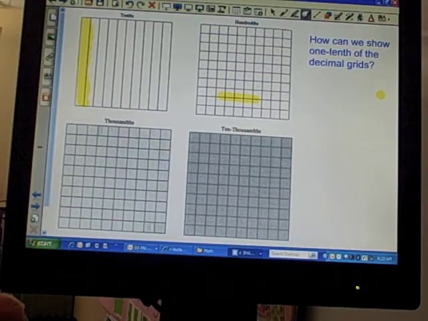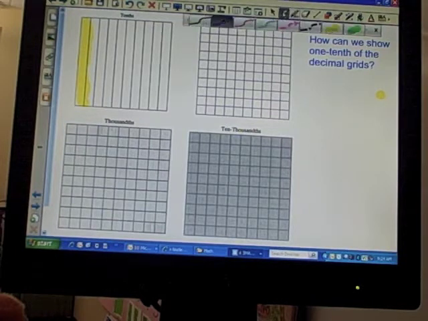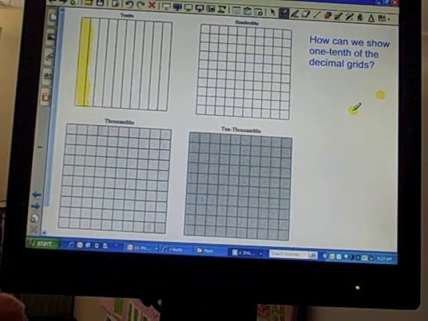Let's see 1/10 on the hundreds grid. Who can show that? Okay, let me get my highlighter out again. Who's never had a chance? Asia, let's have you do it. So 1/10 on the hundreds grid.